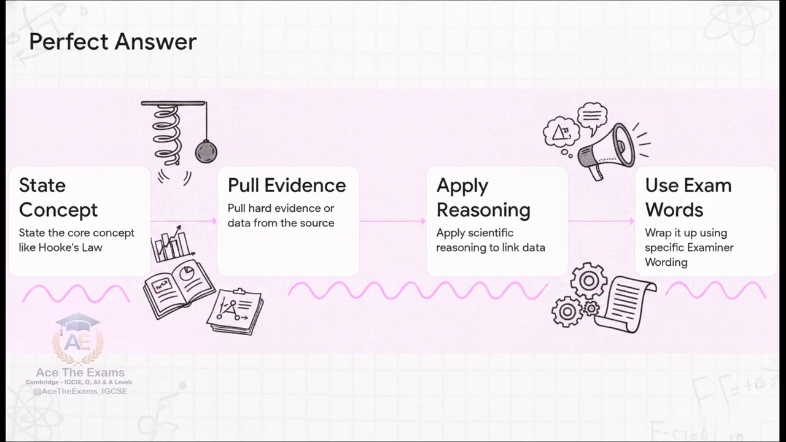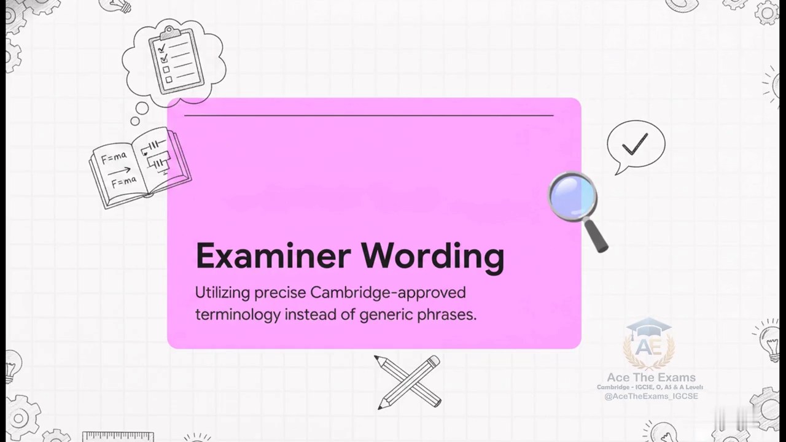First, state the core concept, like Hooke's law. Second, pull hard evidence or data directly from the source material or table. Third, apply your scientific reasoning to link the data to the concept. And fourth, wrap it all up using specific examiner wording. And what exactly do I mean by examiner wording? I mean utilizing precise Cambridge-approved terminology instead of generic conversational phrases.